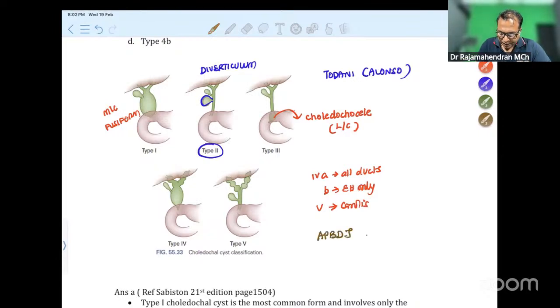Can you tell me in which of these 5 types there will be anomalous pancreatic bile duct junction? It is always seen in 2 of these types. The answer is type 1 and type 4. In these 2 cases, we always have anomalous pancreatic bile duct junction. Because of the anomalous junction, the pancreatic juice refluxes into the bile duct and causes damage of the bile duct.